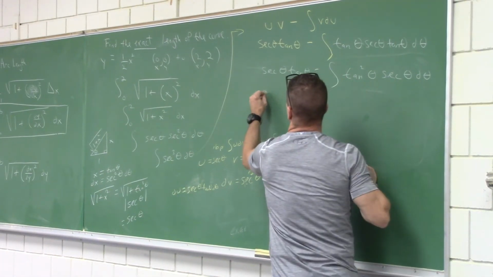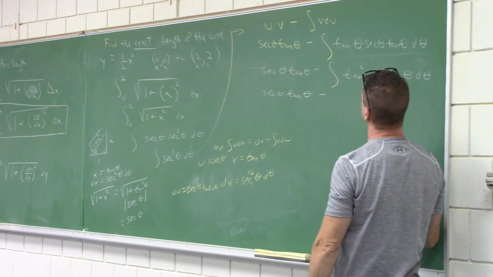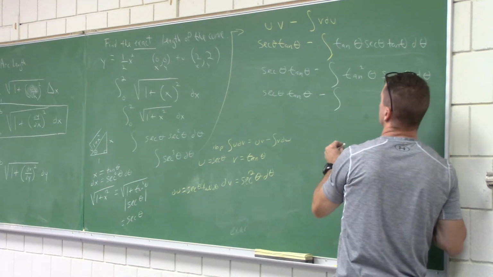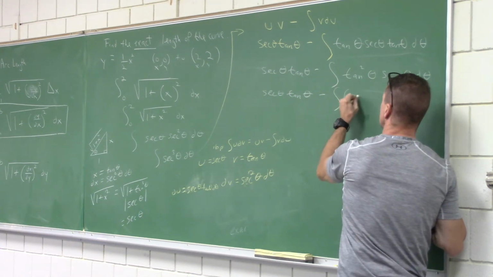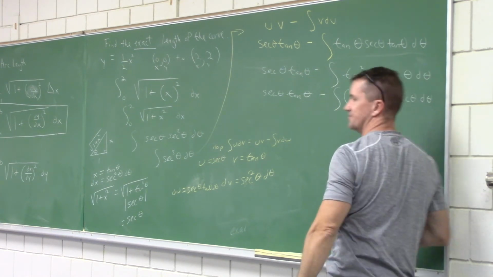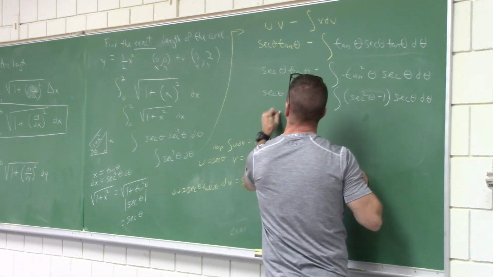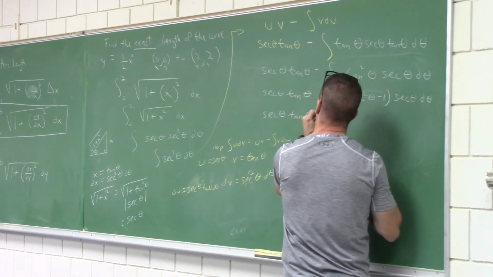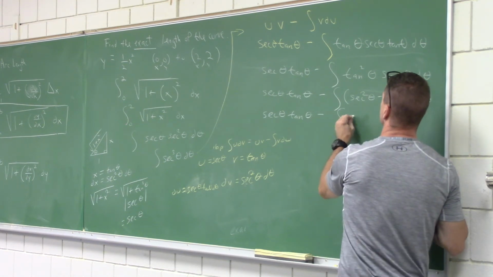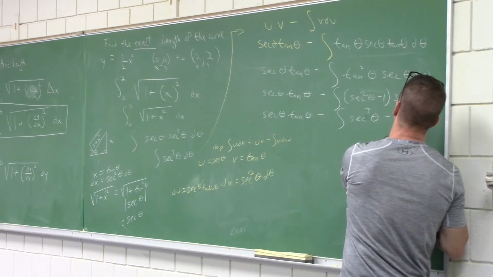So I'll write this again: secant theta tan theta minus. What's an identity I can use for tan squared? Secant squared theta minus 1, that should do it. All right, secant theta tan theta minus the integral of, what if I distribute that? Secant cube theta minus secant theta.